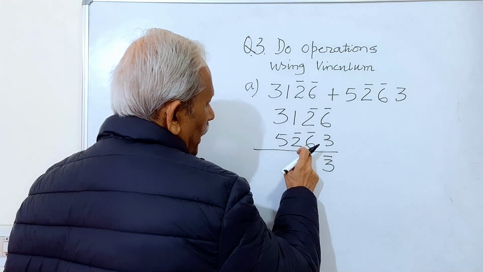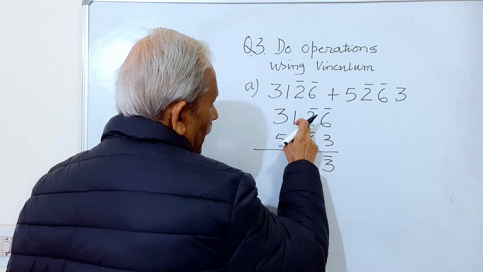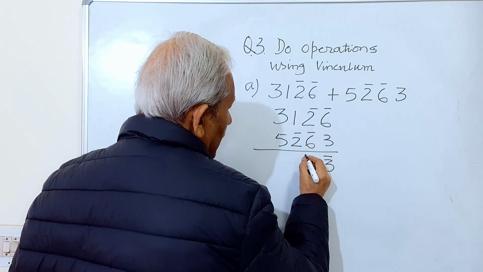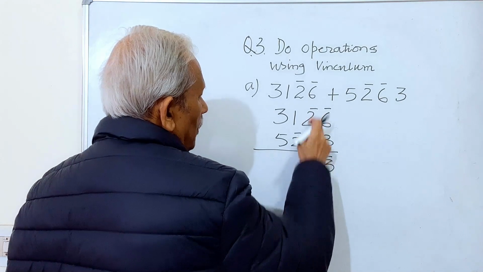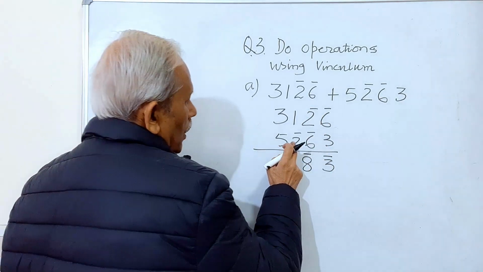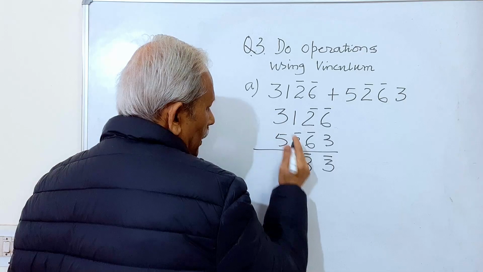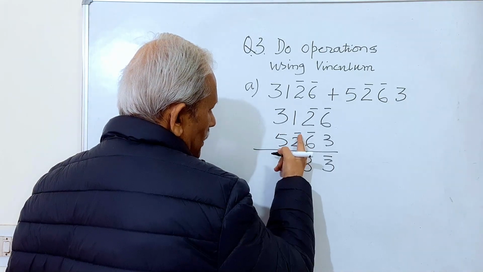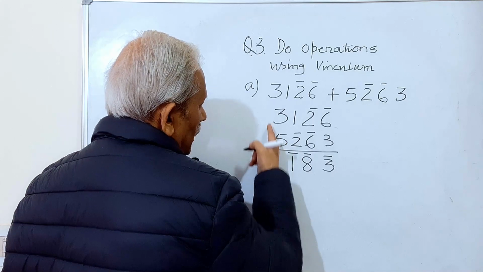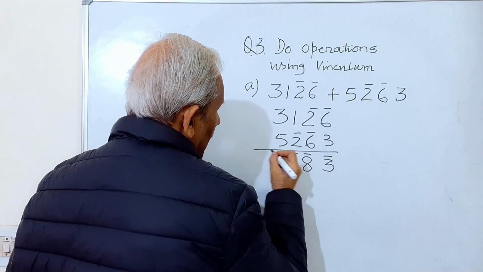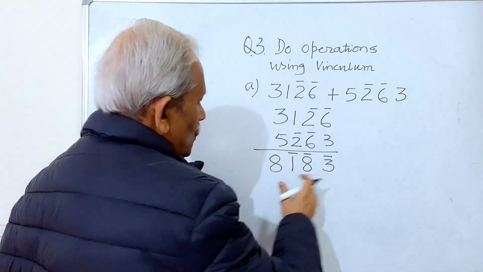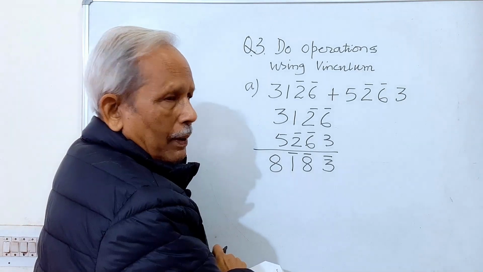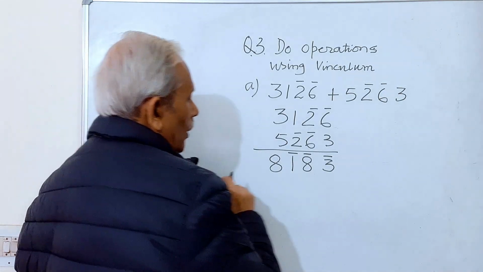Minus 2 plus minus 6 is minus 8. 6 plus 2 is 8, both are negative numbers, so 8 bar. Minus 2 plus 1 is minus 1. 2 minus 1 is 1, and this is more, so 1 bar. 3 plus 5 is 8. Right? Now since we have got this number, we have to devinculate it.